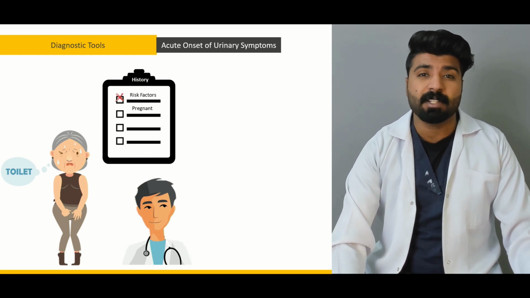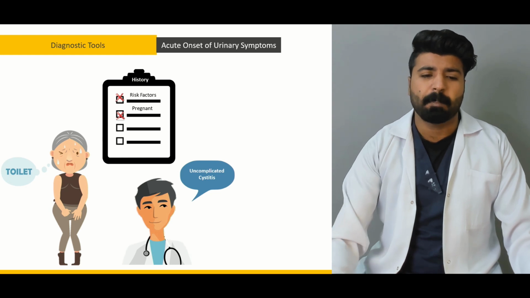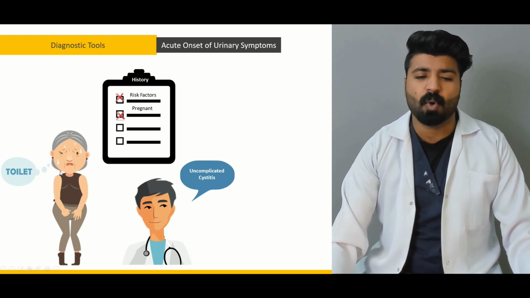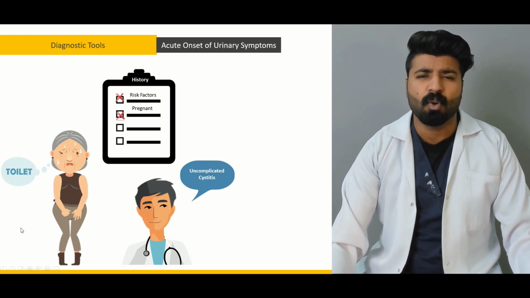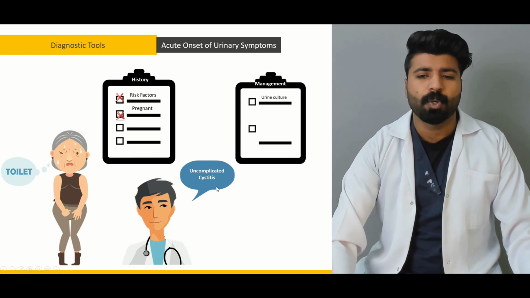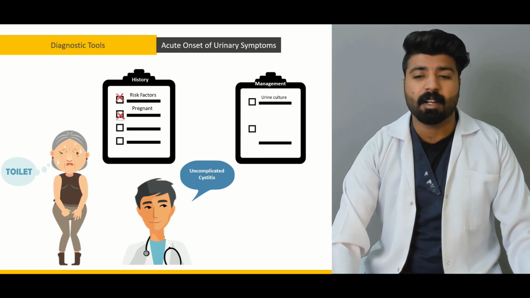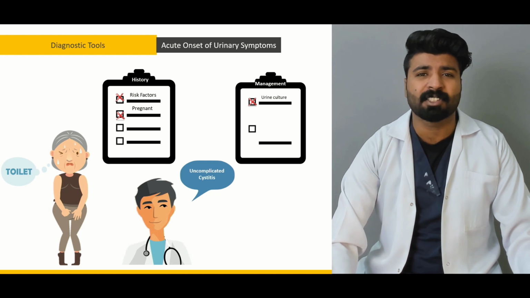If risk factors are not present, if the patient is not pregnant, we'll think that it's going to be uncomplicated cystitis. If the patient is just having these pains in the toilet, if the patient has burning micturition in the toilet only and there are no other symptoms, it's going to be uncomplicated cystitis. So what do we do? We go for the management, but before that, in the management, we give the patient no urine cultures. We don't ask the patient to go for urine cultures or other kind of tests because we know it's uncomplicated cystitis and it's going to get managed by the treatment.